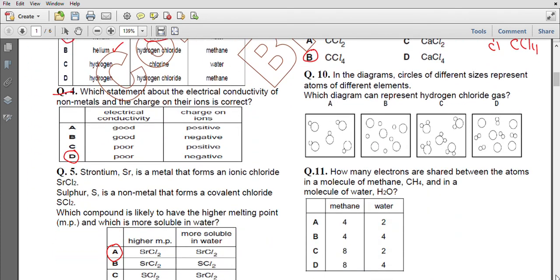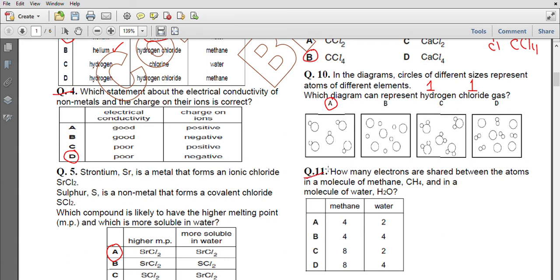Proceeding. Question number 10. In the diagrams, circles of different sizes represent atoms of different elements. Which diagram can represent hydrogen and hydrogen chloride gas? Hydrogen can make only one single covalent bond. Chlorine can also make one single covalent bond. So whenever there is hydrogen chloride, one hydrogen and one chlorine atom combine. So this will be option A. As we can see, chlorine has a comparatively bigger size than hydrogen, and each chlorine and hydrogen atom are combined. So we can say A is the right option.